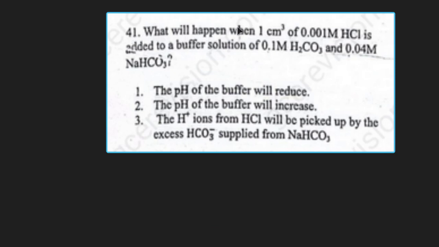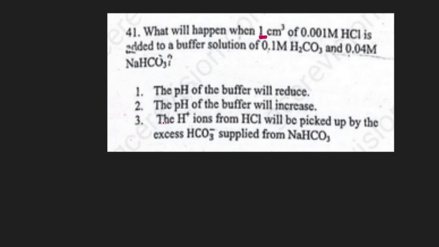41. What will happen when 1 cm³ of 0.01 molar HCl is added to a buffer solution of 0.1 molar carbonic acid and 0.04 molar sodium hydrogen carbonate? They say 1, the pH of the buffer solution will reduce. They say 2, the pH of the buffer solution will increase. By the way, what's a buffer solution? This is a solution which resists sharp changes in pH upon addition of a small amount of acid or base. We see that this acid is in a small amount, 1 cm³. So we do not expect the pH to change, but it will remain fairly constant. It will neither increase nor decrease.